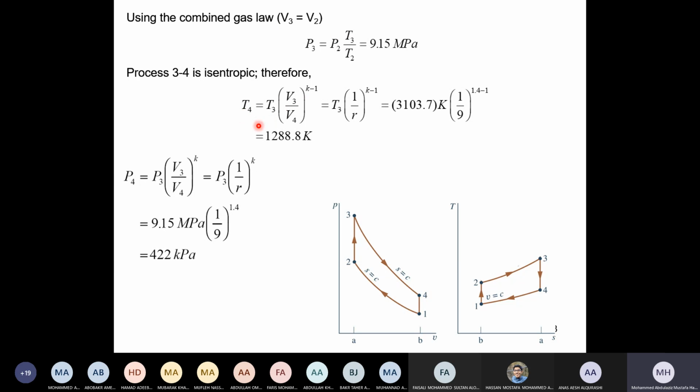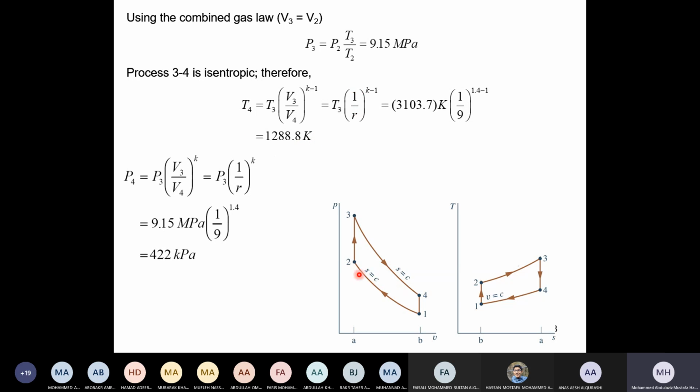Then I get T4. How can I get T4? This is isentropic. So I apply the isentropic relation that T4 over T3 is equal to the volume ratio to the power K minus 1. The volume ratio here is the same as r. Why? Because V3 is equal to V2, and V4 is equal to V1. Therefore, this ratio is equal to V2 over V1, which is 1 over r. So now I can get T4 here.